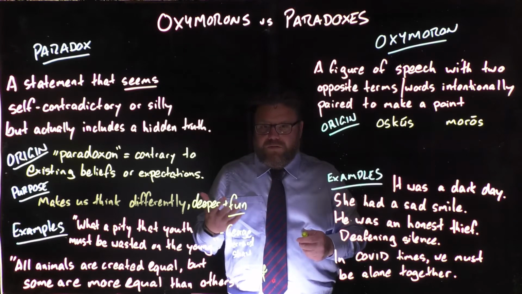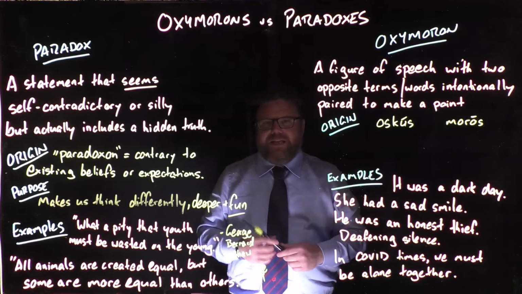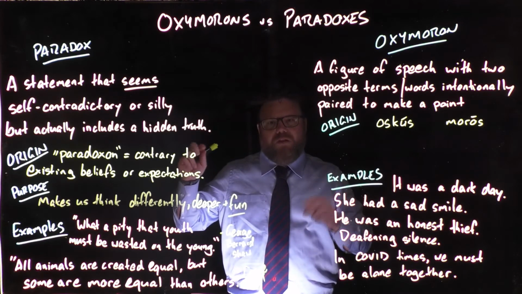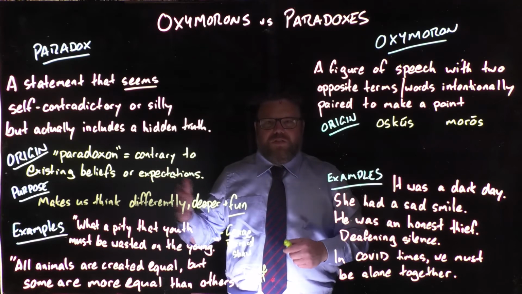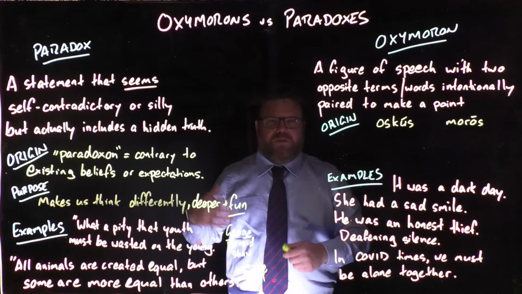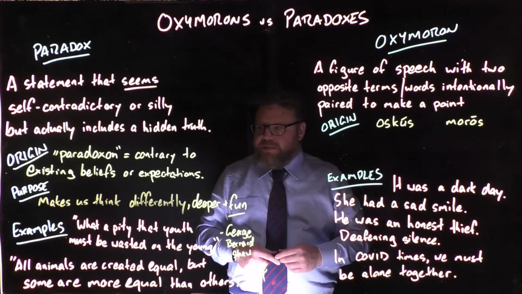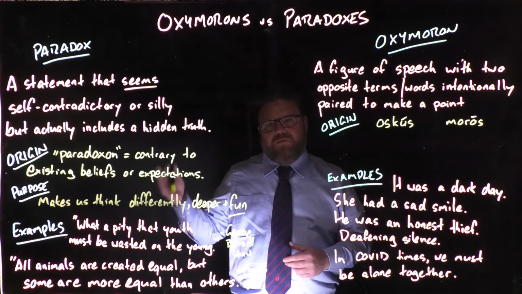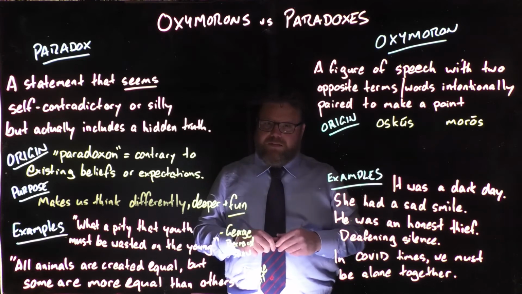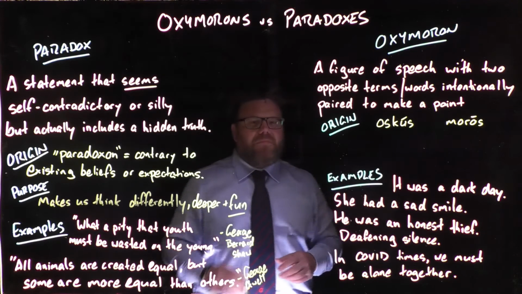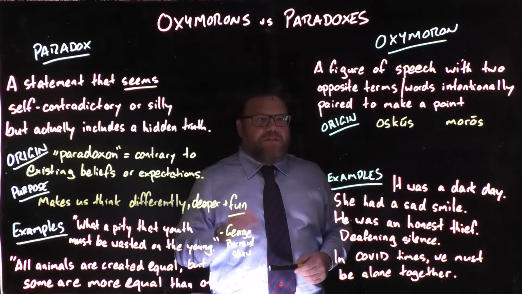bring into it human frailty and the human condition, the reality is that some animals are going to be more equal than others, as in they're going to get more of the goods and services and more of the money that's going around because of corruption and all of the failings that we have as human beings. So all animals are created equal, yes, but really some animals are more equal than others. That's the paradox.